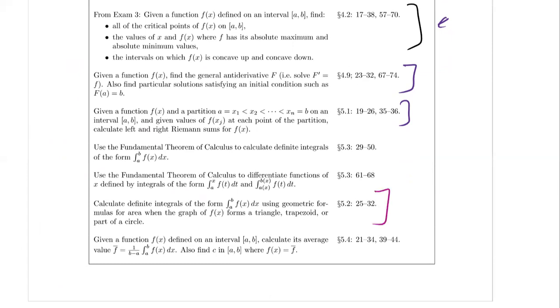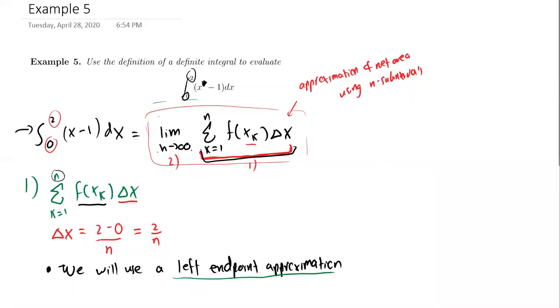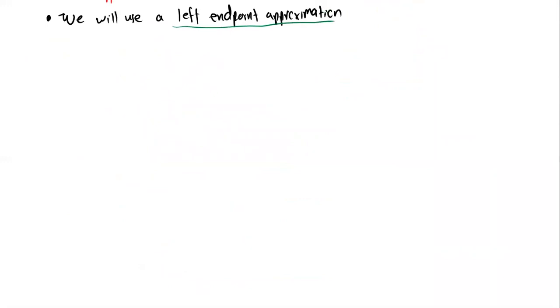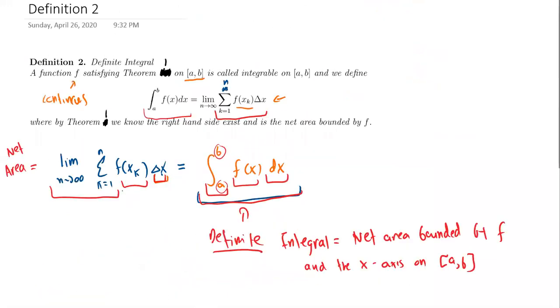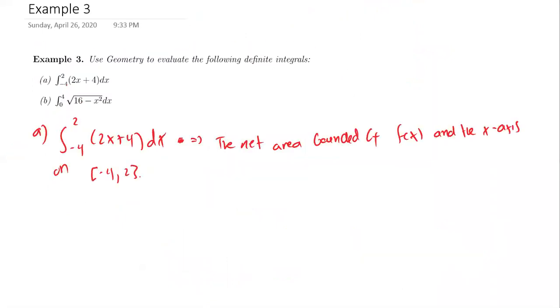Yeah, so here's 5.2. So let's talk about this. Calculate definite integrals using geometric formulas for area when the graph of f of x forms a triangle, a trapezoid, or part of a circle. So I think we did examples of a triangle and a trapezoid in section 5.2. Let's see. I'm pretty sure. Yeah, so it's in geometry.